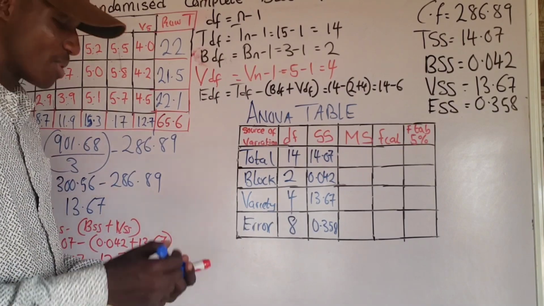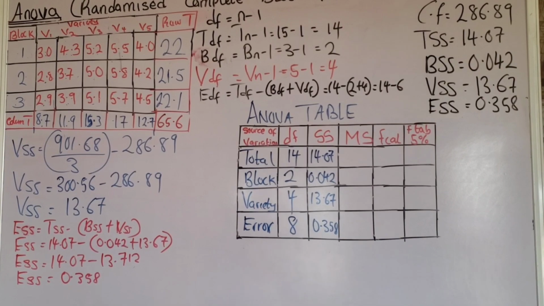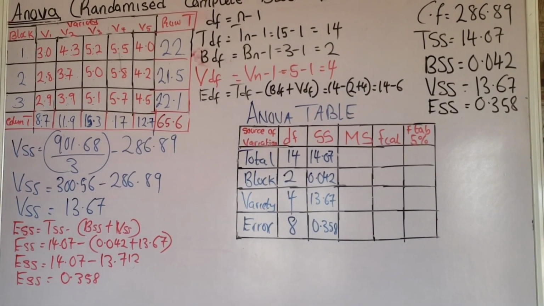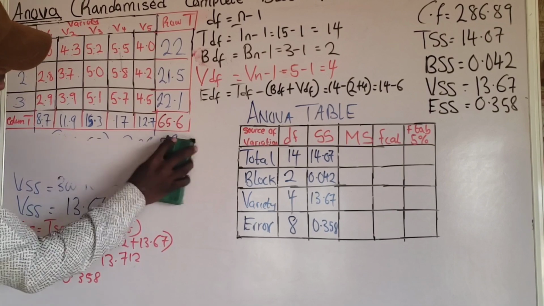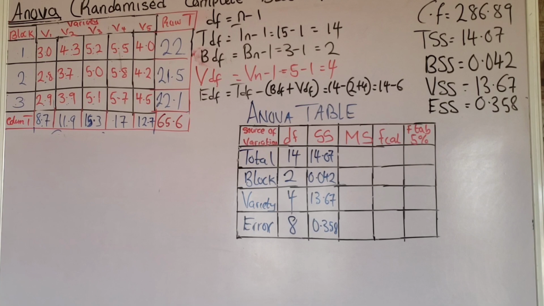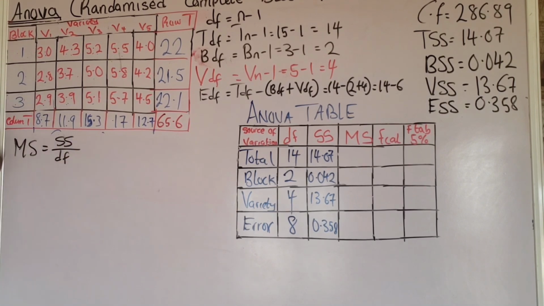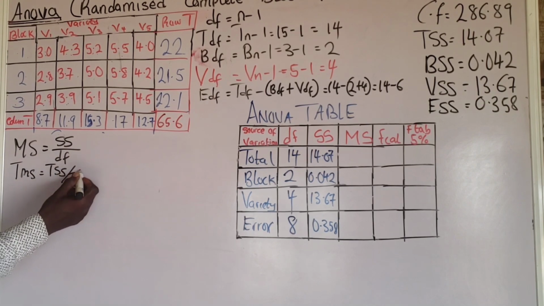Okay, now mean square. Since we are done with variety sum of squared, I'm going to erase this so that we can use that space for mean square. Mean squared is equal to, please pay attention, sum of squared all over degree of freedom. Now we want to determine the total mean squared, which will be equal to the total sum of squared all over the total degree of freedom.